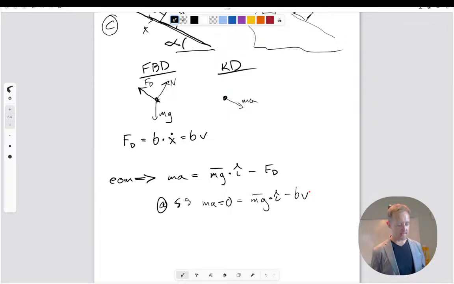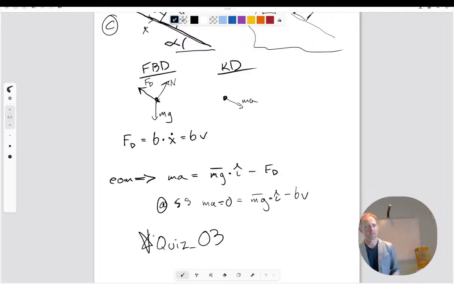Say this is quiz number 3. We'll have some angle, some damping quality, some mass, and we can figure out from there all the other steps. All right, thanks a lot.